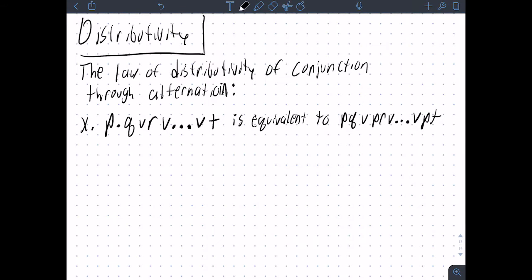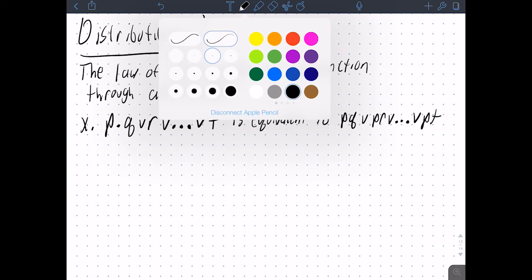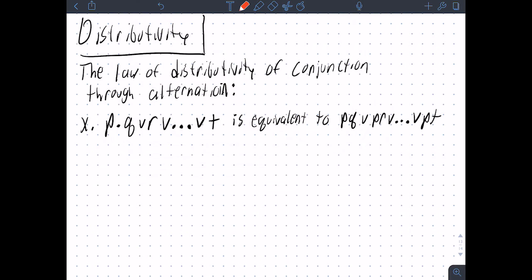Okay, distributivity. We have two laws of distributivity. I'm going to go through the law of distributivity of conjunction through alternation first. How this works is, if you have a conjunction and one side of the conjunction is anything, and the other side's an alternation, that's equivalent to, again, I have no idea how to say this in English, but that.